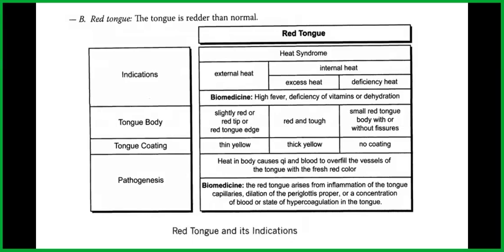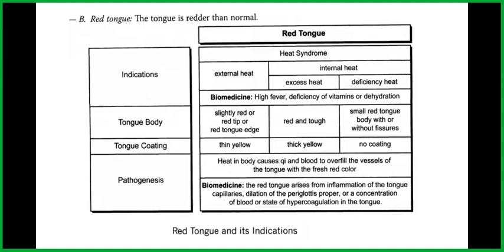For red tongue, the tongue is redder than normal. The indication is heat syndrome. For external heat, the tongue body will be slightly red, or have a red tip or red tongue edge. The tongue coating will be thin and yellow. The pathogenesis is heat in the body causes qi and blood to overfill the vessels of the tongue with a fresh red color.